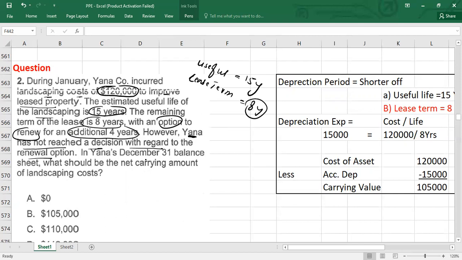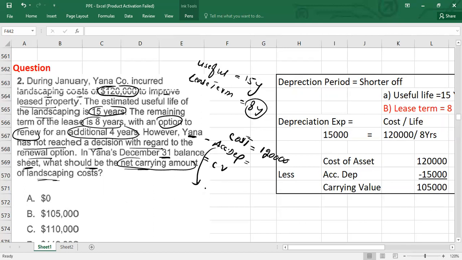Okay. In Yana's December 31st balance sheet, maybe it's just the first year, what should be the net carrying amount of the landscaping cost? And you know the carrying amount, how will you calculate it? You need the cost of the asset. The cost is 120,000. From cost we will subtract accumulated depreciation. Then this is how you will get the carrying value. But to calculate the accumulated depreciation, you need to calculate depreciation first, and it's the first year.